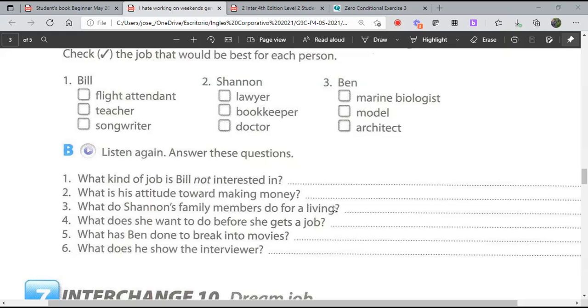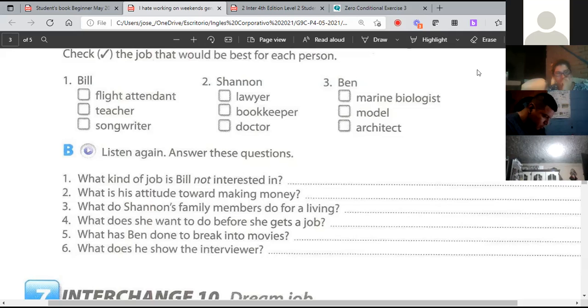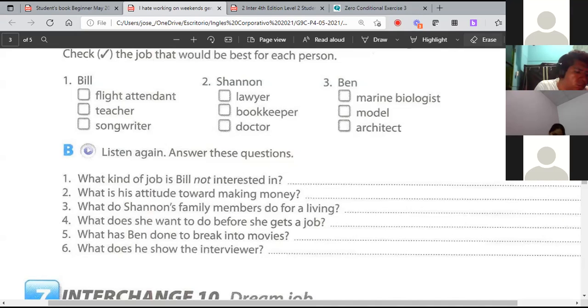And let's see, what does she want to do before she gets a job? I didn't hear that. You didn't get that part. All right, Mr. Eduardo, did you get that part? I think help people, something like that. Yes, where? Children's. Where specifically? In schools, hospitals, where? Hospitals, children. Correct.